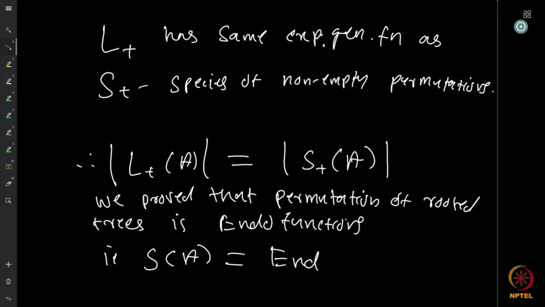So they are equinumerous. And because of this, if I substitute A into L plus, it has the same generating function. So you are substituting A into the same generating function, and L plus of A and S plus of A have the same cardinality, right? The species L plus of A and the species S plus of A must have the same number of elements on a set U.